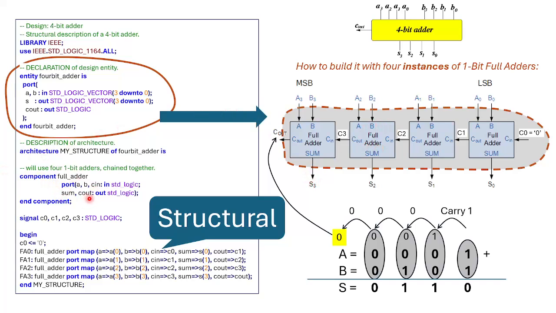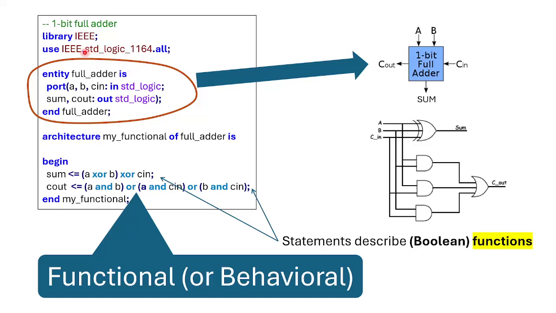The component 1-bit full adder itself is described in a separate VHDL file. It has again its own design entity declaration and its own description. However, in this case, the description is what's referred to as a functional or behavioral description. That is really simply 2 signal assignments that specify how the 2 outputs, sum and carry output, are implemented as Boolean or logic functions. So this is the functional or behavioral description, where we specify the behavior by really writing down what those Boolean functions are, like so.